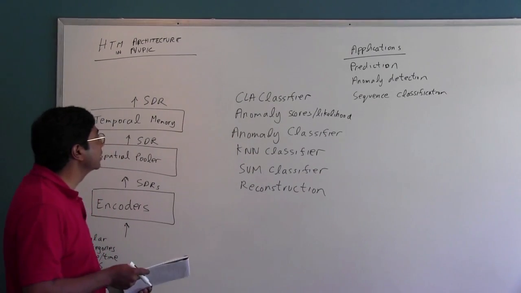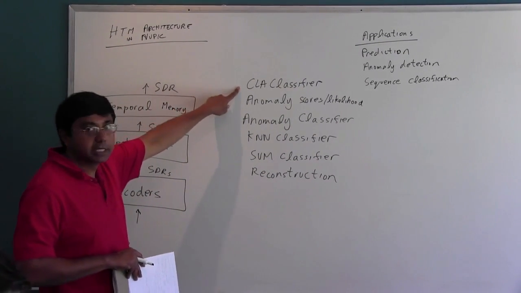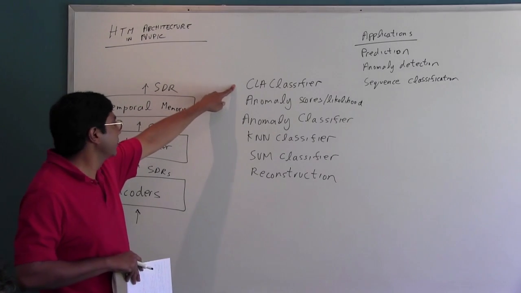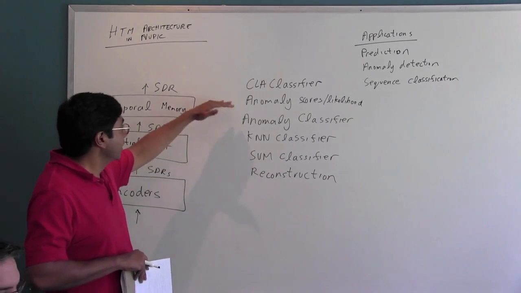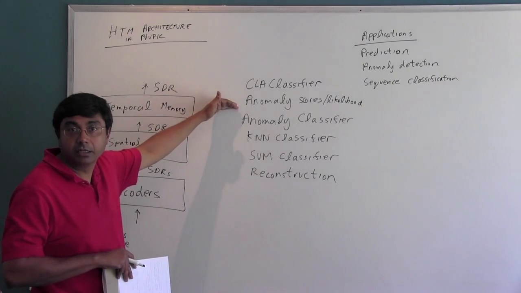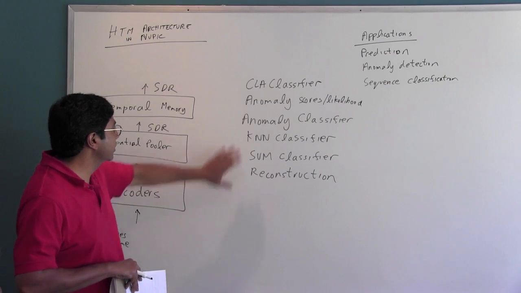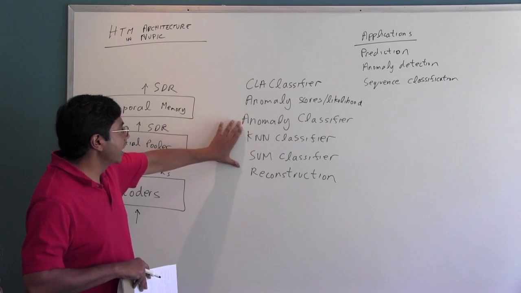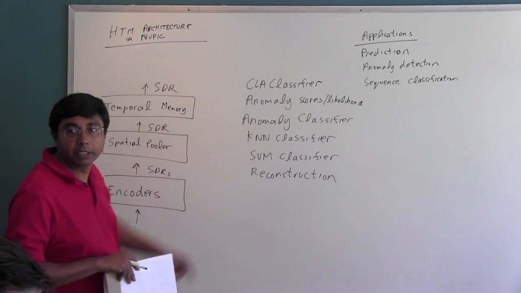Okay, so these are the various tools we've used in the past to go from SDRs to actually connecting with real applications. The focus of my talk is really going to be the CLA classifier, because that's what Matt wanted me to talk about. I'll just briefly touch on some of these other things. Anomaly scores and anomaly likelihood, there's a really nice talk by Scott on our website, so there's a lot of detail on that already. And the rest of them are not heavily used right now, so I'll just briefly talk about it. So the focus is going to be here.